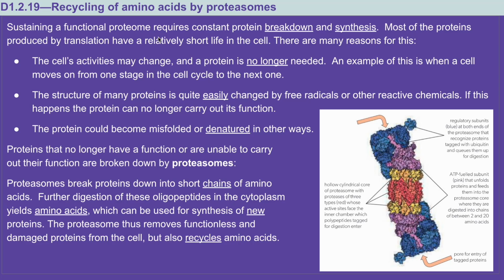Number 1, the cell's activities may change and a protein is no longer needed. An example of this is when a cell moves from one stage in the cell cycle to the next one. So looking back on our example, we know that DNA polymerase III is going to be placing DNA nucleotides during DNA replication. But that's only one point in a cell cycle that DNA replication has to occur. If we've moved past that stage, we don't want to keep producing DNA polymerase III. That's wasteful. And so it's going to be important that we only produce the proteins needed at any given time for that cell.